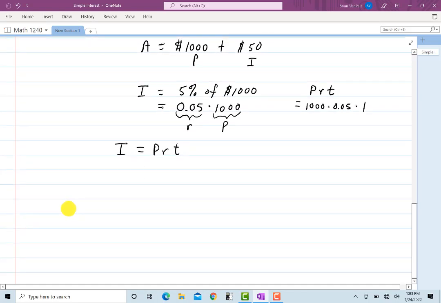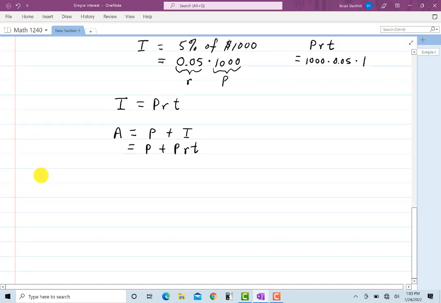So our formula then for the total amount of the account value looks like this. It looks like the original principal plus the interest, like I said. So that's P plus PRT. Now I'm going to use a small bit of algebra to factor out the P's. And there I have it. This is the formula that I want. So let's call this the simple interest formula.